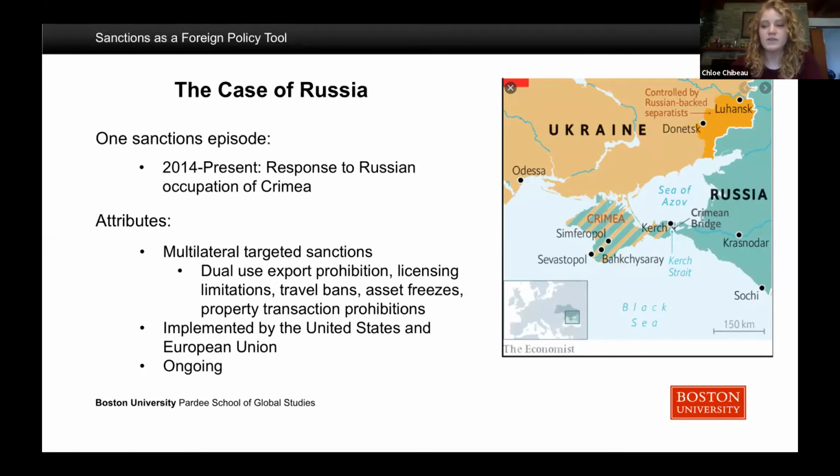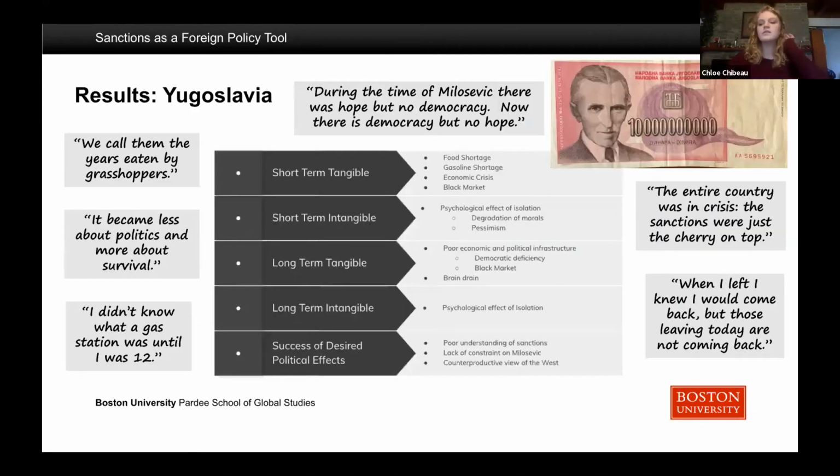So the sanctions were only implemented by the United States and the European Union. The sanctions are targeted and include dual-use export prohibition, licensing limitations, and asset freezes. The sanctions are still ongoing, so I was only able to collect results on short-term effects. I performed qualitative research using the snowball sampling method and had the opportunity to travel to Serbia and Montenegro.